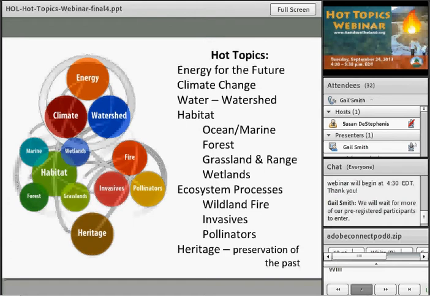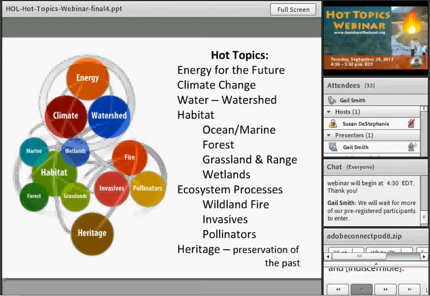So this is the Hands on the Land revised Hot Topics listing. The Hot Topics were meant to provide current and accurate information that support agency resource management objectives. Now, is this an all-inclusive list? Certainly it's not. As you read down the list, we have energy for the future, climate change, water, watershed, habitat. We also have organized our habitat areas to include ocean and marine, forest, grassland and range, wetlands, and then ecosystem processes. These are environmental problems that may affect habitats, wildland fire, invasives, pollinators.